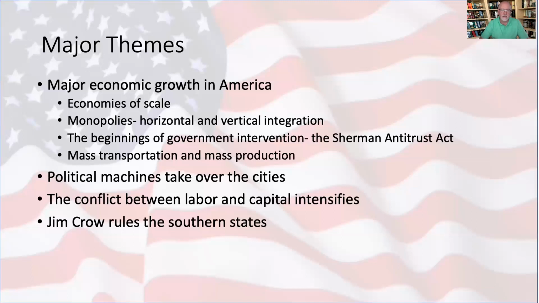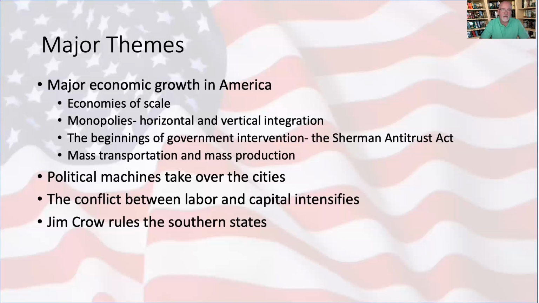Along with this, Jim Crow rules the South. This is the era where you have the Supreme Court case known as Plessy versus Ferguson, which establishes the notion of separate but equal. If any of you have ever seen the pictures of the two water fountains next to each other, the one says whites only, the one says colored only. This is the era of Jim Crow in the South, brought about, we'll say, ultimately enshrined by Plessy versus Ferguson.